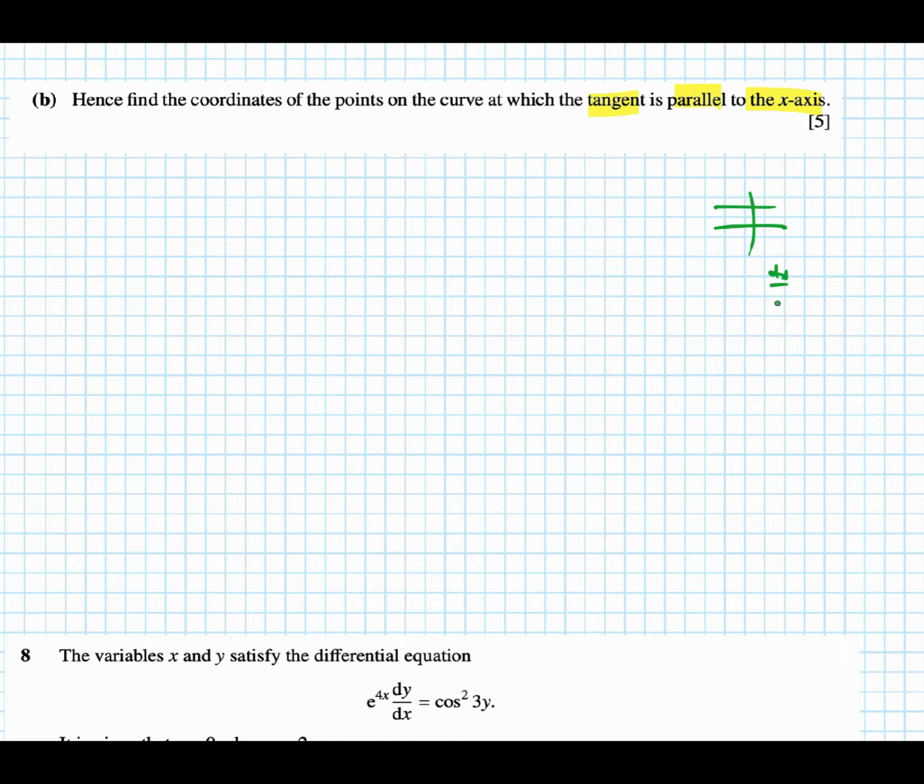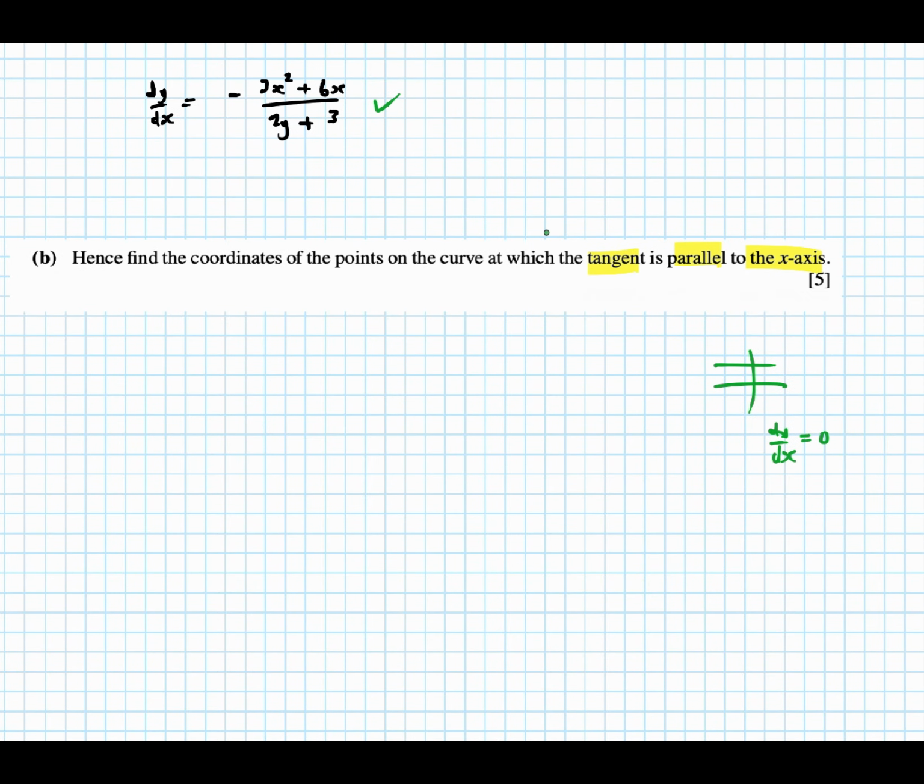Tangent is parallel to the x-axis. So again, dy over dx equals 0. When you have a fraction equal to 0, of course, you cannot have the denominator be 0; your numerator has to be 0. You can't divide by 0, put it like that. x squared plus 2x equals 0. So factor that, x plus 2 and x equals 0. So x equals minus 2 and x equals 0.